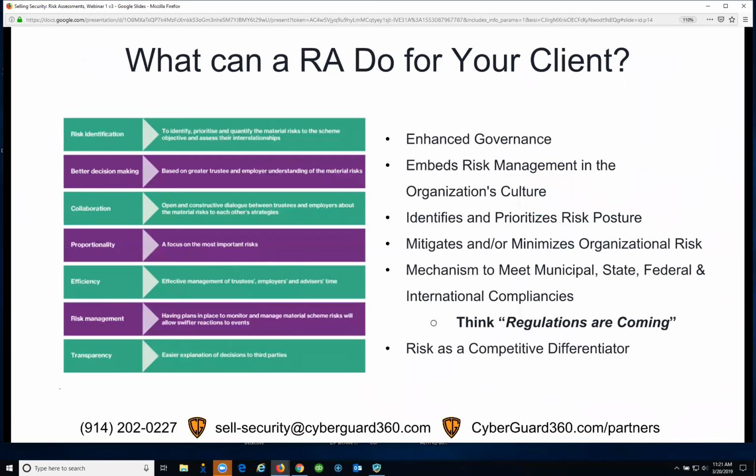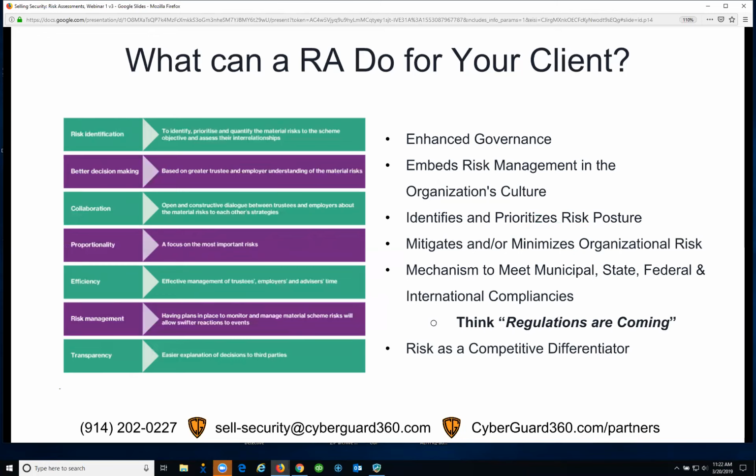Okay? This is what a risk assessment can do for your client. They already know this. This is a quick slide. I'm going to go past this. Again, when you have an opportunity to go back and look at this, you can read this in more detail. But effectively, they know they own risk. They know they're falling down. And if a risk assessment is done properly, they know that they have enhanced governance, that risk management becomes part of their corporate culture. They can prioritize their posture, et cetera, et cetera, et cetera.